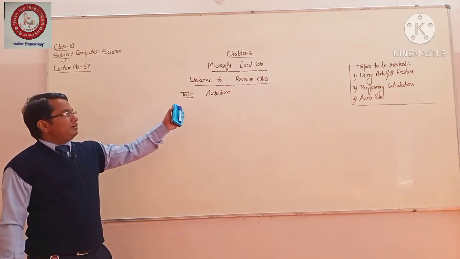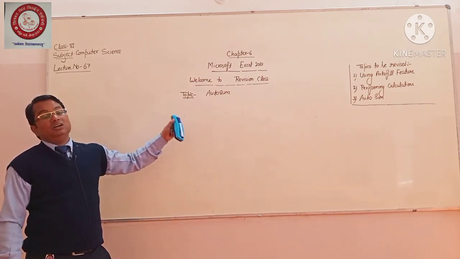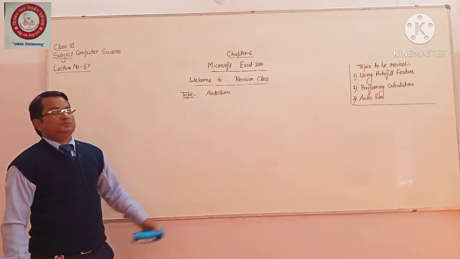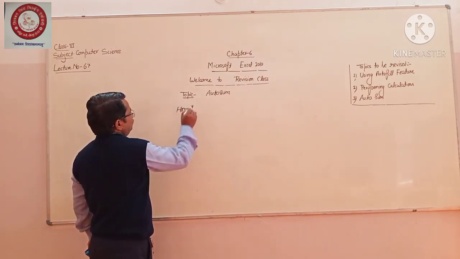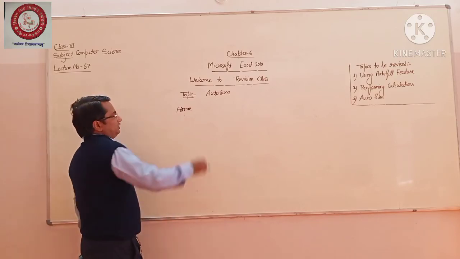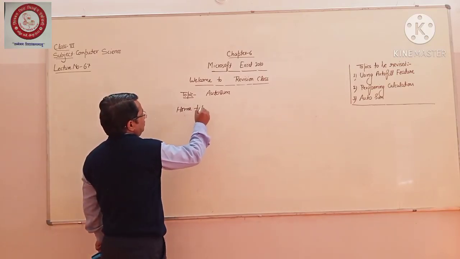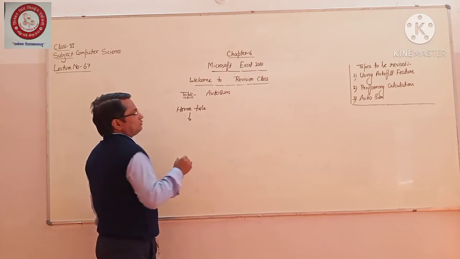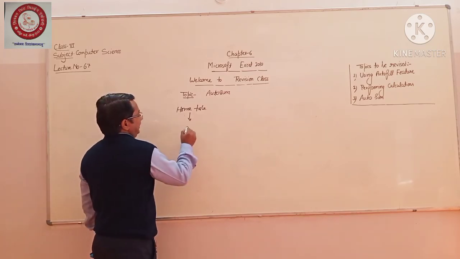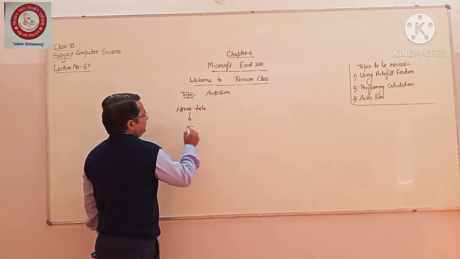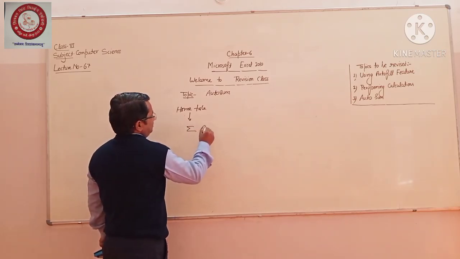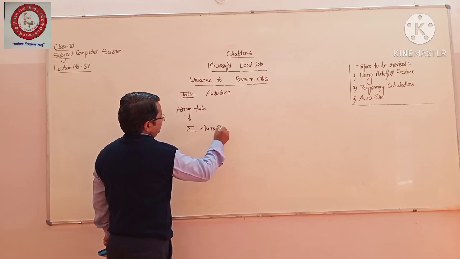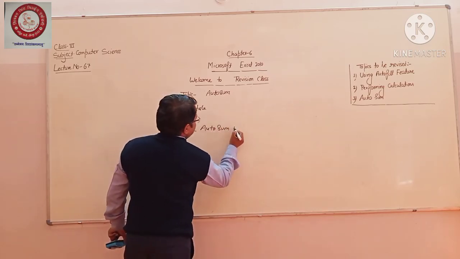Okay, so how do you use the AutoSum feature? For this, what do we do? First, just check where the Home tab is. After going to the Home tab, try to find the last group. In the last group, you will get one sign like this. Apart from this, you will see written here AutoSum, and there is a small triangle here, a small triangle like this.